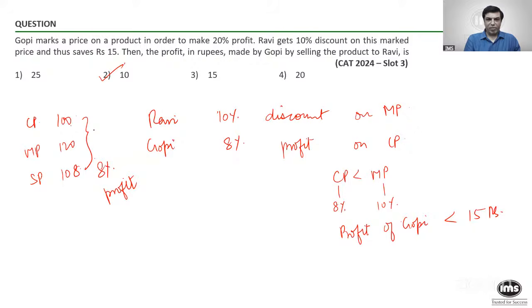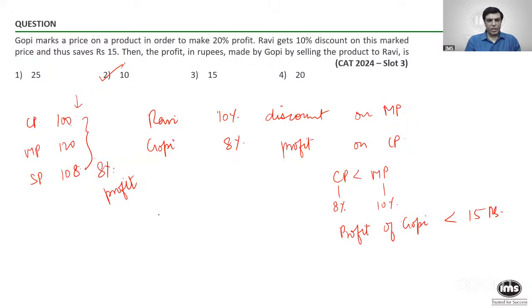You can even mentally figure this out, that if I'm giving 20% profit or marking up 20%, and then I'm giving 10% discount, then 10% of 120 is 12. So ultimately, he's making 8% profit. So if you want, you can do it in writing. Otherwise, just mentally figure this out. So Gopi is making 8% profit on his cost price, and Ravi is getting 10% discount on the marked price.